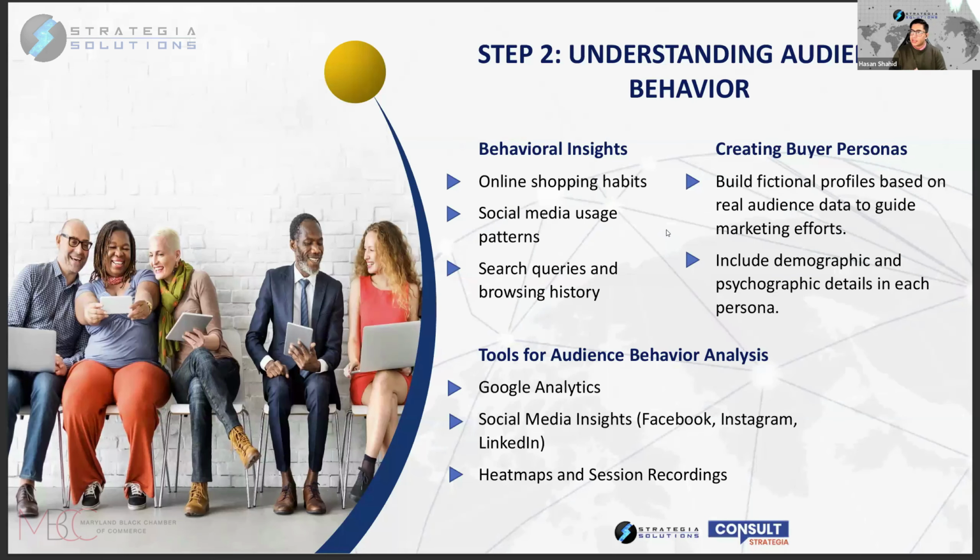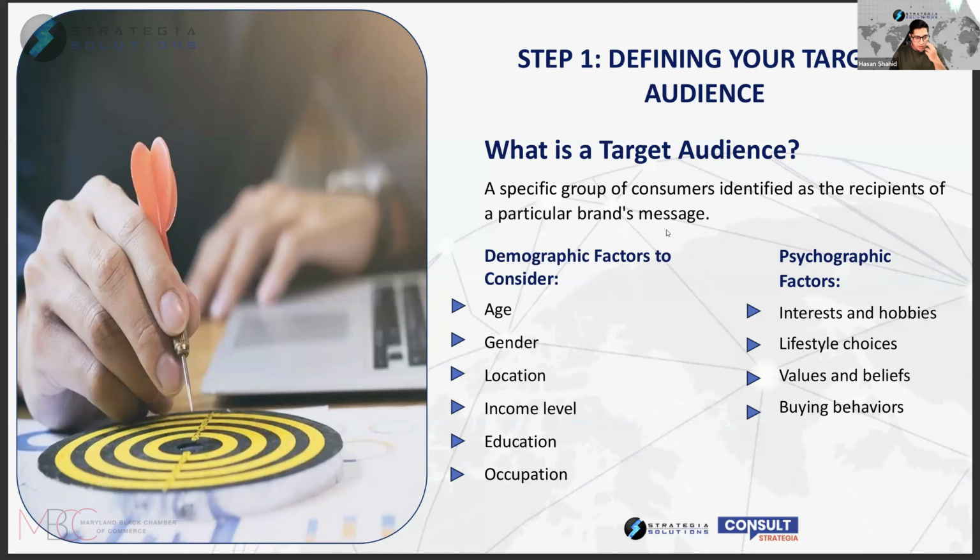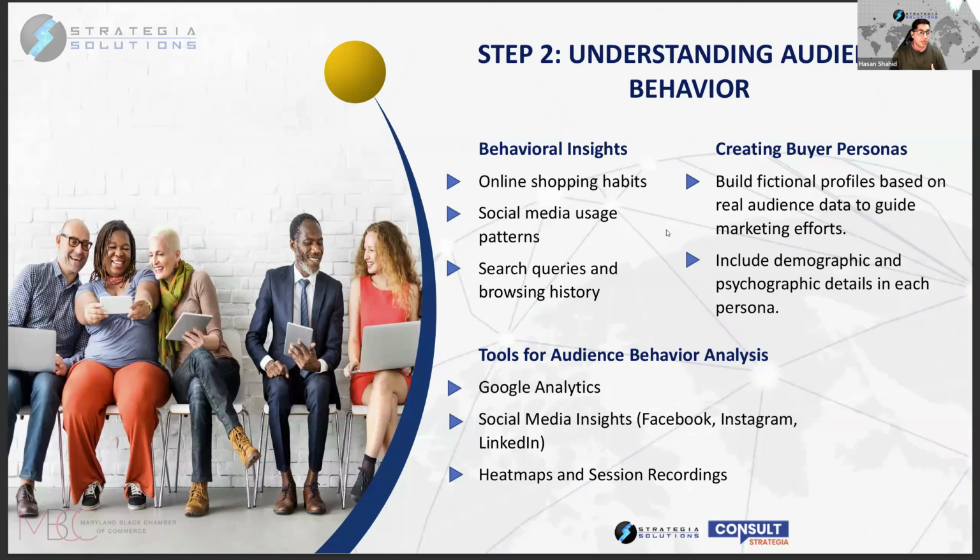And now let's talk about how we can understand their behavior. So for the first one, the demographic things, there's nothing to understand there. Someone's age, someone's gender, you get that data, and they either fit your profile or not. But the psychographic ones are where you have to understand people's behavior and base your perception on that. So some of the ways currently we can get insights into these is number one, their online shopping habits, the social media usage patterns, and the search queries and browsing history.